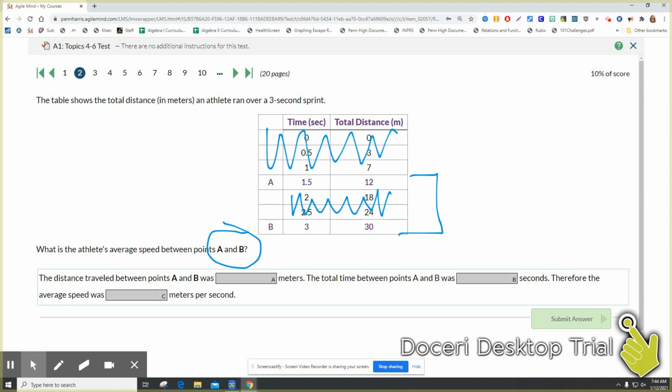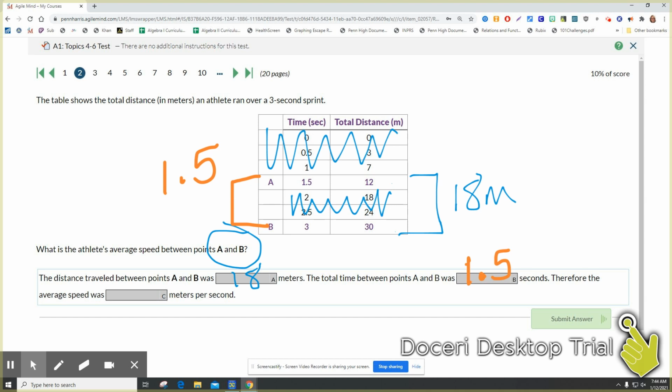Okay, so the first question they ask is, what is the distance traveled between points A and B? So I look from 12 meters to 30 meters, and that is a difference of 18 meters. So you're going to fill in 18 here. And then they say, what is the total time between points A and B? So again, now I'm going to look over here for the time. So from 1.5 seconds to 3 seconds, a total of 1.5 seconds goes by. So I'm going to put 1.5 here.